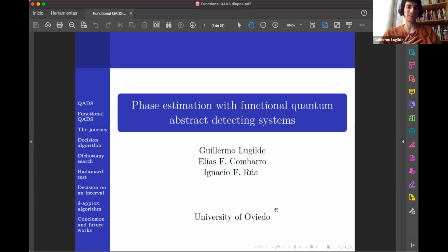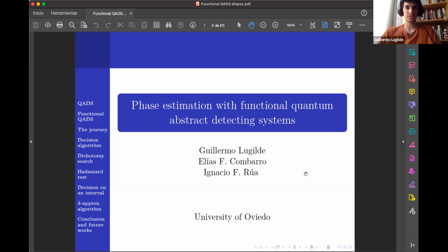My name is Guillermo Lugilde. I am a PhD student from the University of Oviedo in Spain. And I'm going to tell you about our newest studies on phase estimation problems, which is one of the most useful applications of quantum computing. And we have just come out with a new phase estimation method, which is quite promising, actually. So it is based on functional quantum abstract detecting systems, also known as functional QADS.